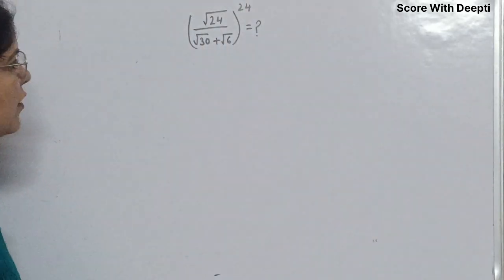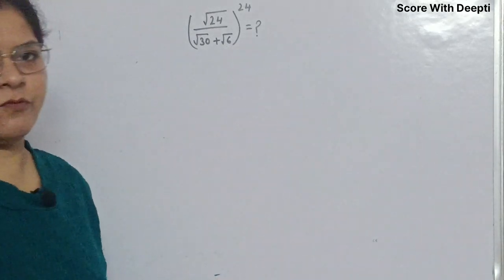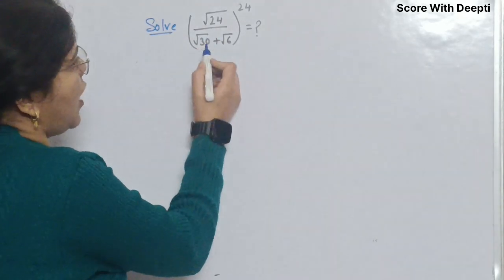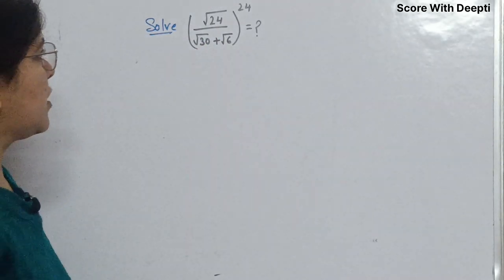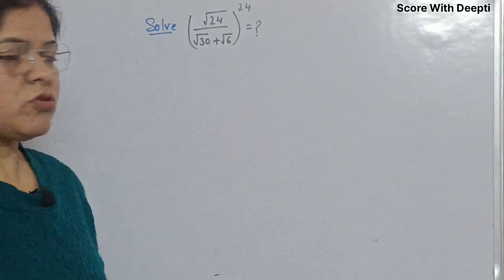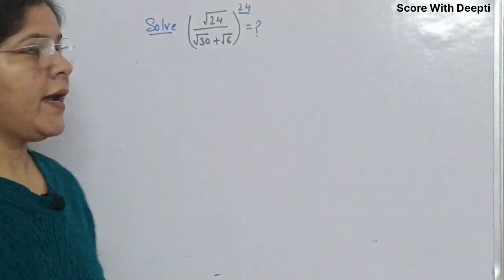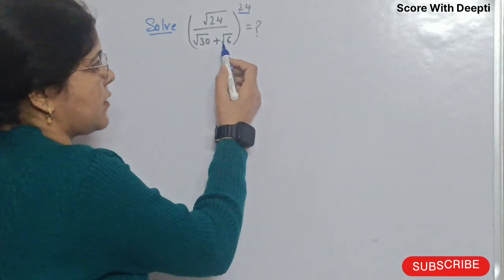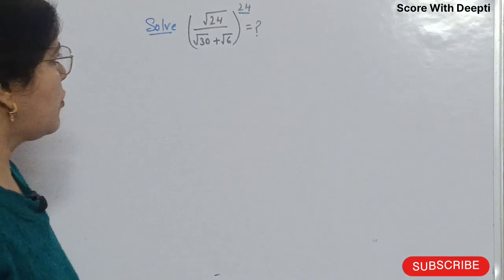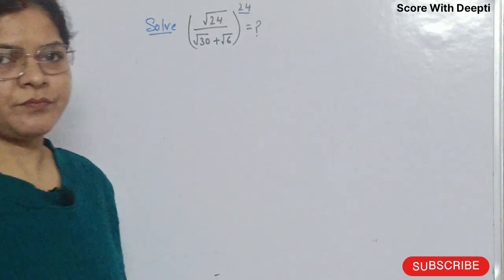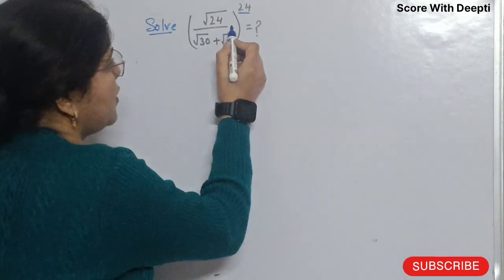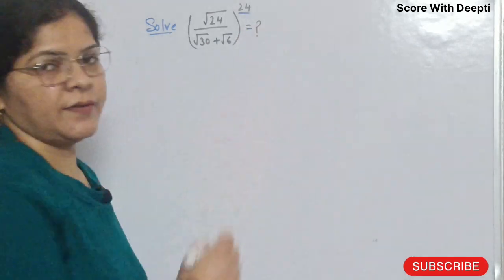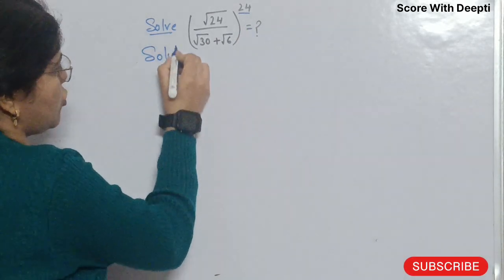Today we discuss a radical problem which is in exponential form. We have to solve (square root 24 over square root 30 plus square root 6) to the whole power 24. In this question, 24 is the exponent, and square root 24, square root 30 and square root 6 are radicals, means in square root form, which is given in fraction. First we have to solve this part. After that we have to solve the exponent. Now let's start the solution of this question.